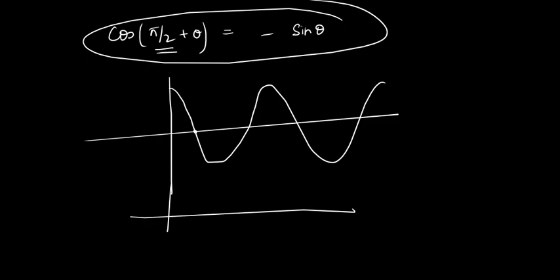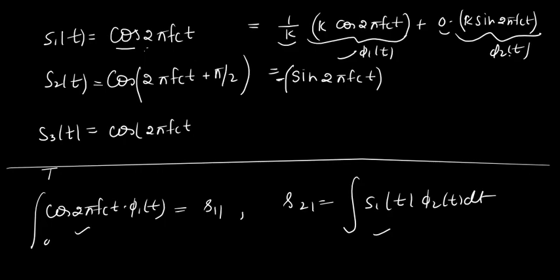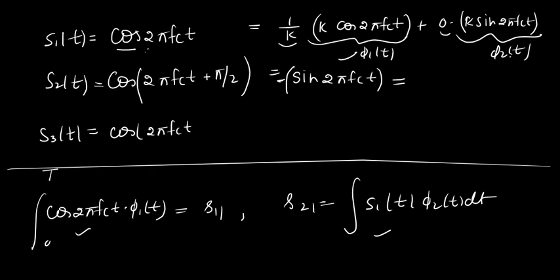This is pi by 2. This is 2 pi by 2, 3 pi by 2. Sorry, 0, pi by 2, 2 pi by 2. Yes. So you will shift by that. So you will start from here. Don't you think this is minus sin theta? Yes. So yes, cos pi by 2 plus theta is minus sin theta. Verified. ठीक है, चल. Now we were.